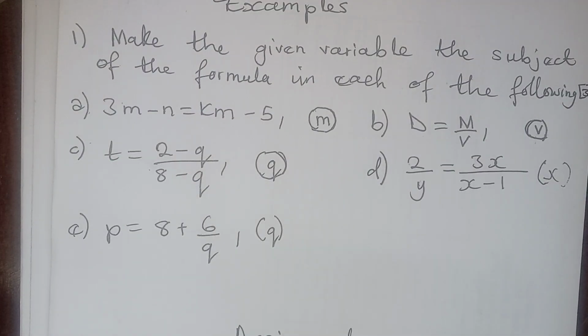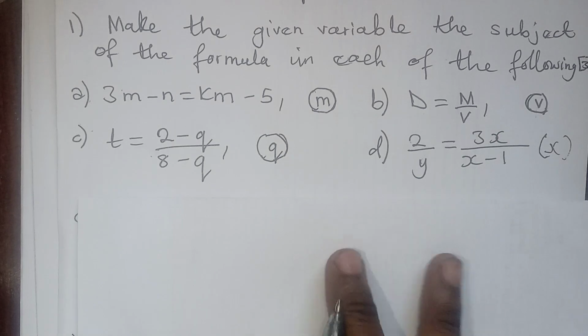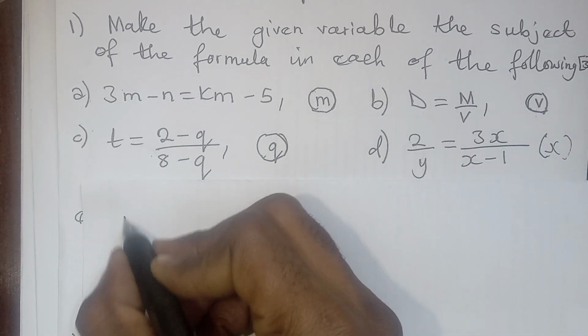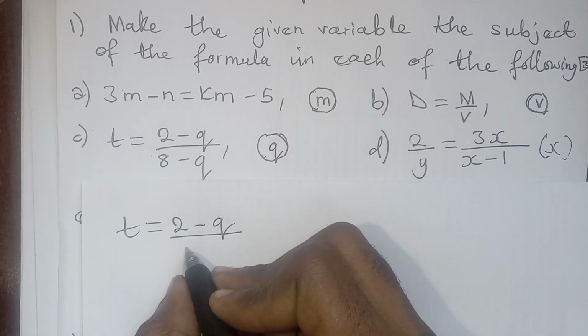And then let's look at the third example, which has a fraction. So what if you have a fraction? As you may have guessed, you simply have to cross multiply, and then you can follow the same procedure.